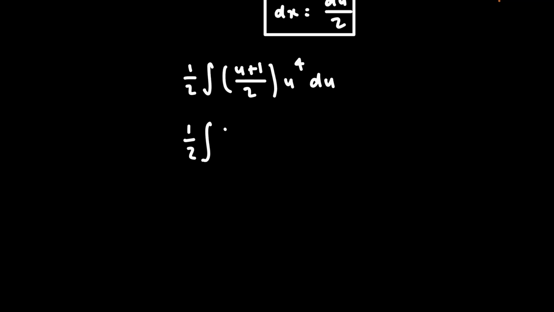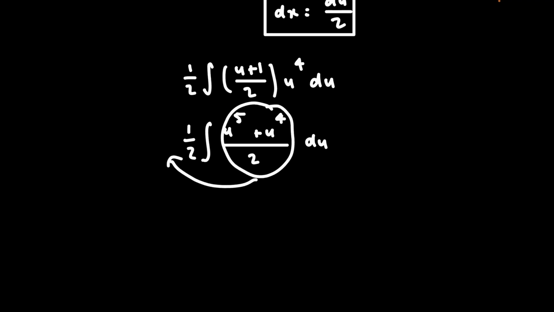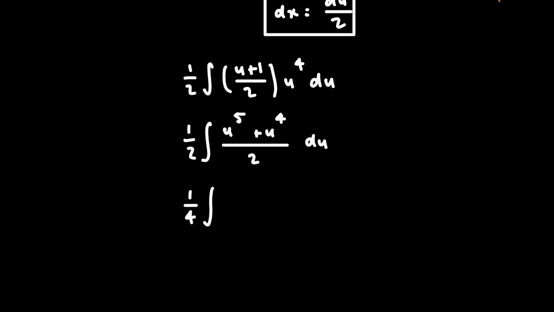If I expand this, I get u to the power of 5 plus u to the power of 4. All I'm doing is expanding the u to the 4 here. Divided by 2. And divided by 2, I always hate fractions inside. So all I do is I just factorize out the half that's inside the integral, and I bring it outside. So I'll be left with a quarter times the integral of u to the power of 5 plus u to the power of 4.